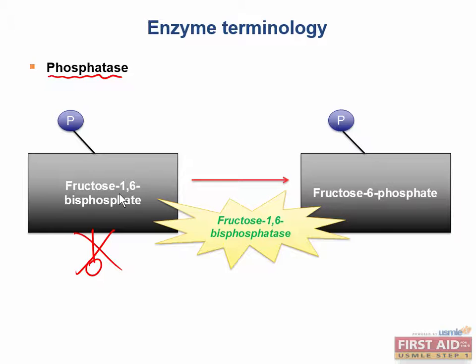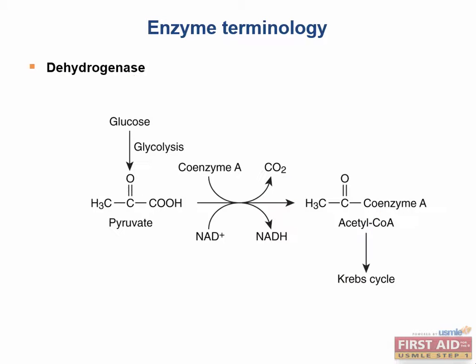As a side note, we look at the numbering system. There's a fructose 1,6-bisphosphate. That 1 and the 6 means that there's a phosphate group attached at the 1 carbon and at the 6 carbon. And over here, since we only have one phosphate group attached, we only have a phosphate group attached to the 6 carbon. The group of enzymes that are our dehydrogenase enzymes are simply going to catalyze oxidation reduction reactions.